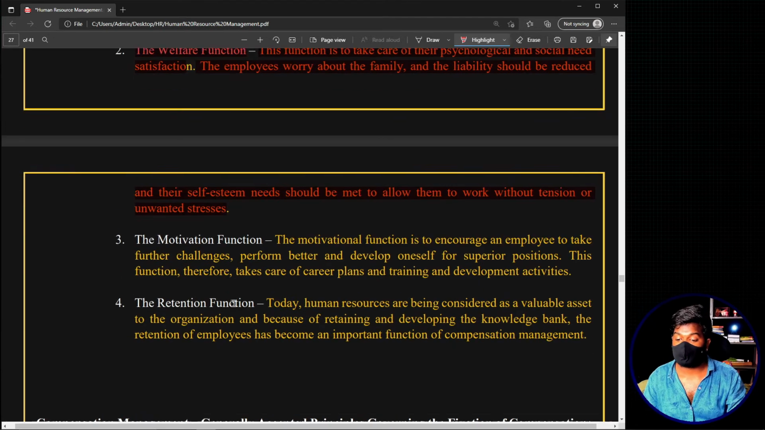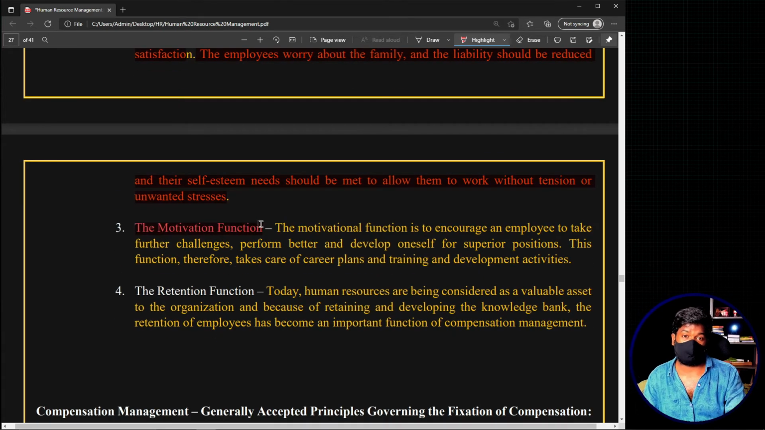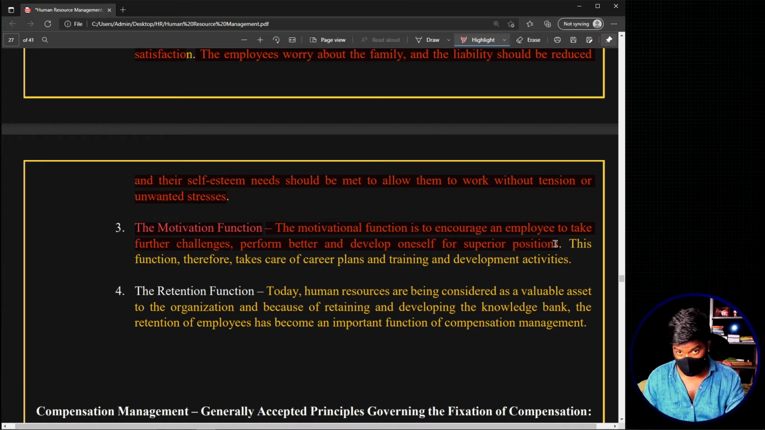Now the third function is something called the motivation function. This is an easy thing. See, as we already discussed, compensation is a strong point in human resource management. That means, from the employees' point of view, compensation is one of the strongest motivational factors. So the third function of compensation management is the motivation function, which is to encourage an employee to take further challenges, perform better, and develop oneself for superior positions. This function therefore takes care of career plans and training and development activities.